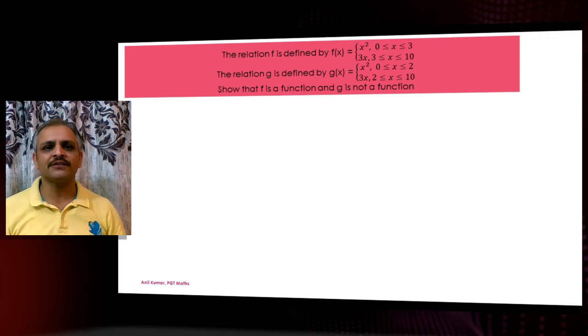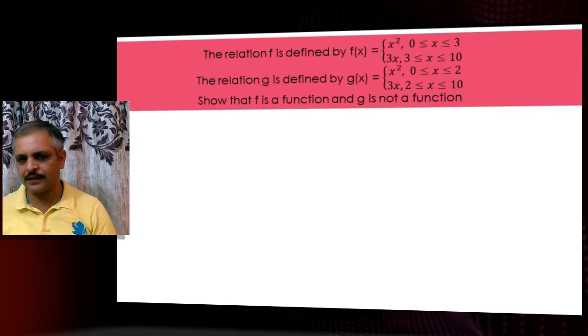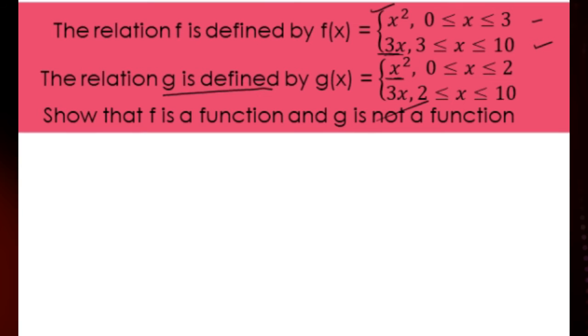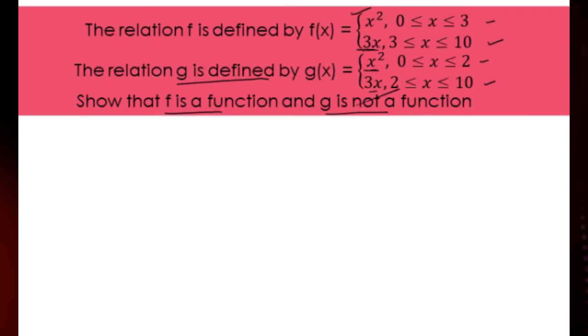First of all, the first sum: the relation f is defined by f(x), where the function will be x square if x lies from 0 to 3, and it is 3x if x lies from 3 to 10. Similarly, our relation g is given like this, x square and 3x, but the values are changed. It is x square when x lies from 0 to 2 and 3x when it is from 2 to 10. Show that f is a function and g is not a function.